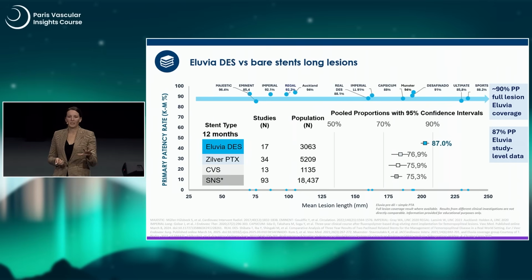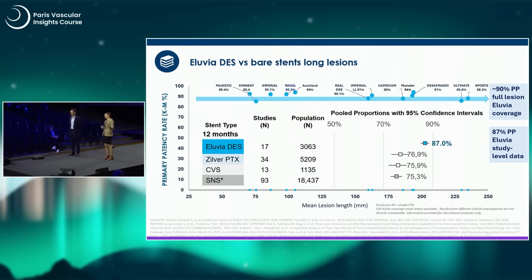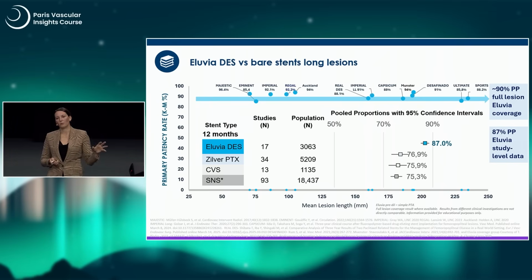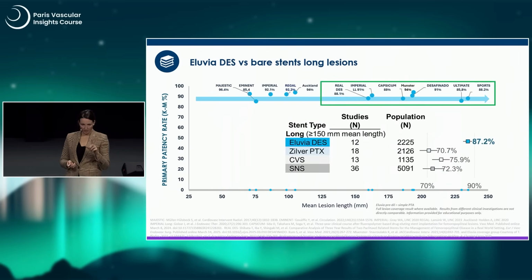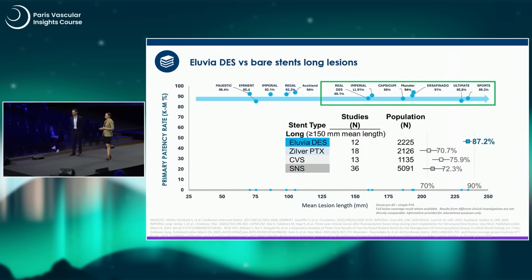And there was this big meta-analysis using results from different types of stents: Eluvia, Silver PTX, covered stents, and bare metal stents. You see that even with long lesions, you had an increased primary patency rate at 12 months with the Eluvia stent. This was also shown with just the long lesions, more than 15 centimeters in length. Still, you had an advantage with the Eluvia DES at 12 months compared to the other types of stents.